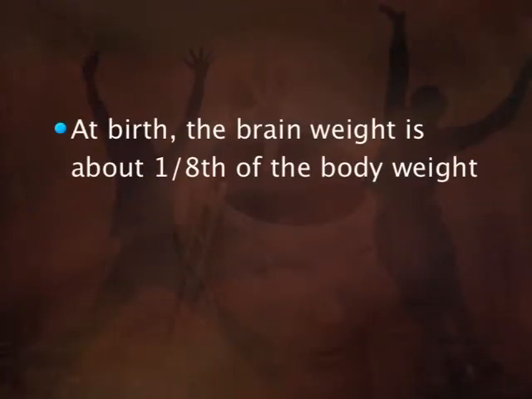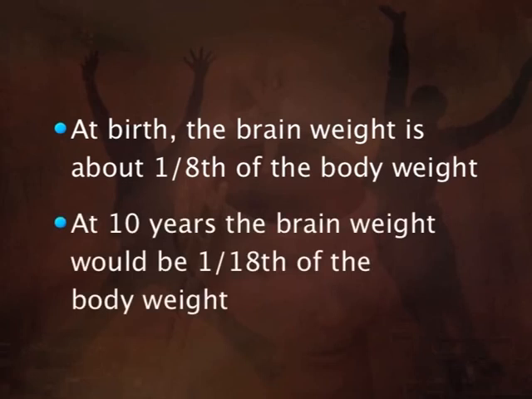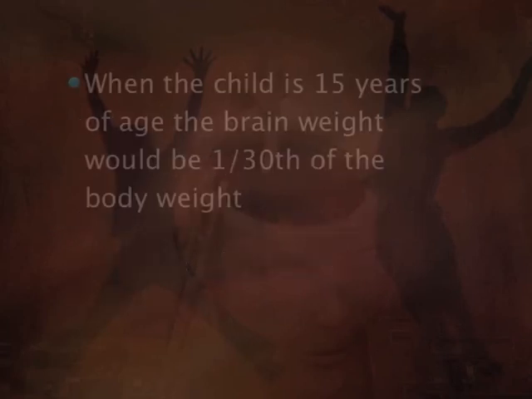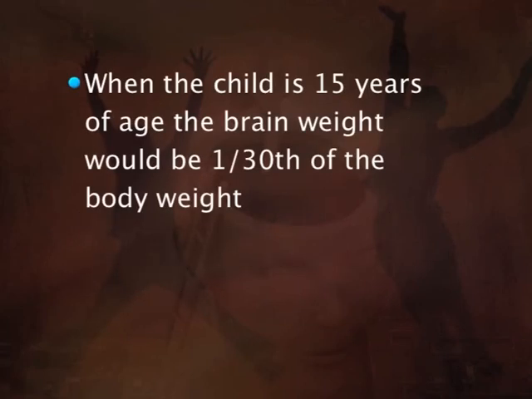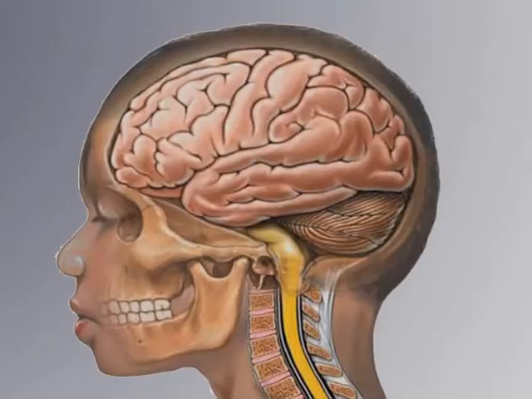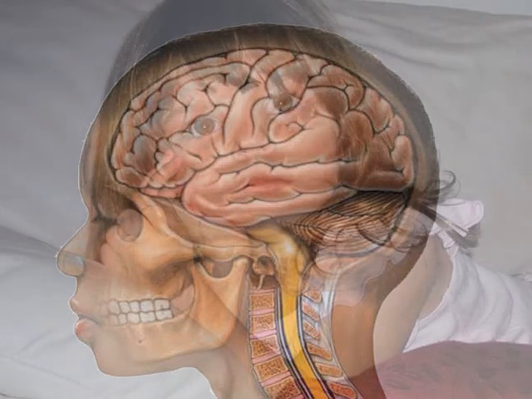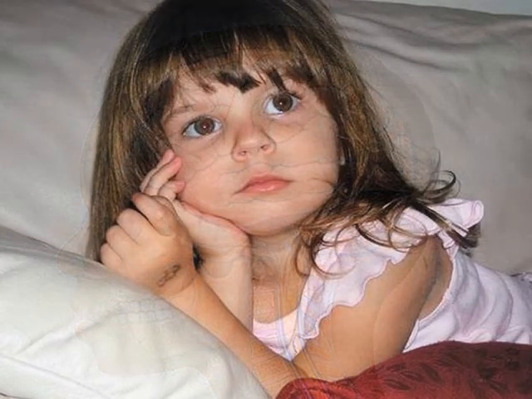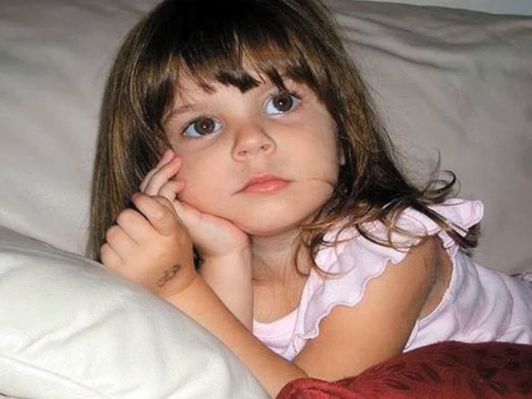At birth, the brain weight is about 1/8 of the body weight. At 10 years, the brain weight would be 1/18 of the body weight. When the child is 15 years of age, the brain weight would be 1/30th of the body weight, and at maturity it would be 1/40th of the body weight. The brain grows more during the first 2 years of life. The growth of the brain affects all aspects of the child's development.